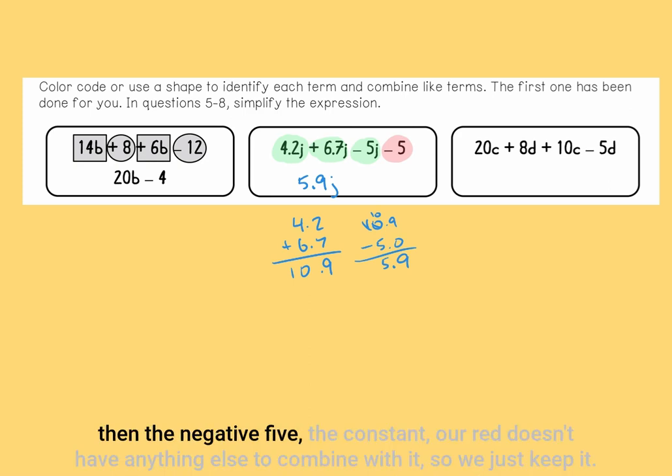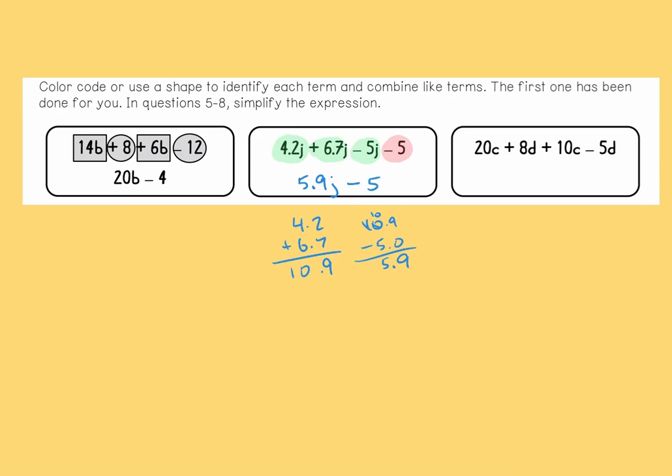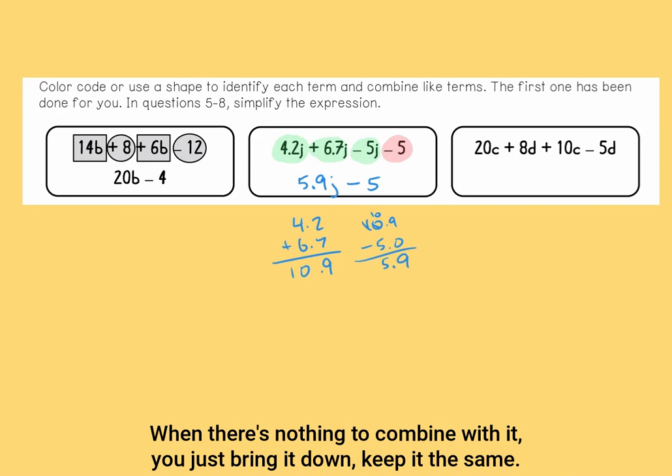And then the negative 5, the constant, our red, doesn't have anything else to combine with it, so we just keep it the same by itself. When there's nothing to combine with it, you just bring it down, keep it the same.